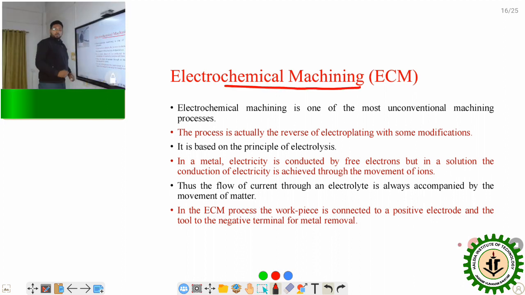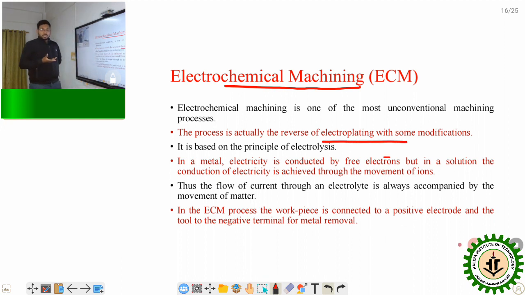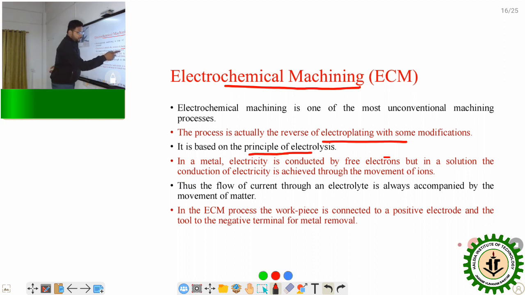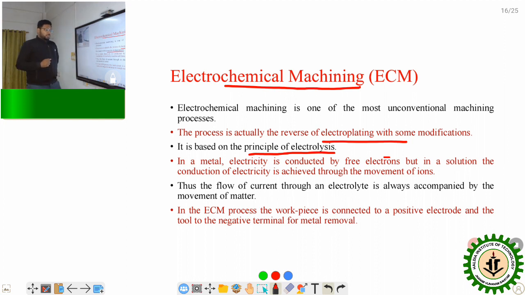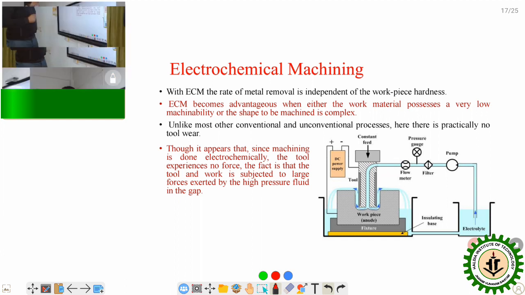chemical energy. So, from the name we can say that it is some chemical machining where it is just reverse electroplating. We all know electroplating, so it is just reverse electroplating and it is based on the principle of electrolysis. So what happens? What is the machining process? So we will discuss it here.